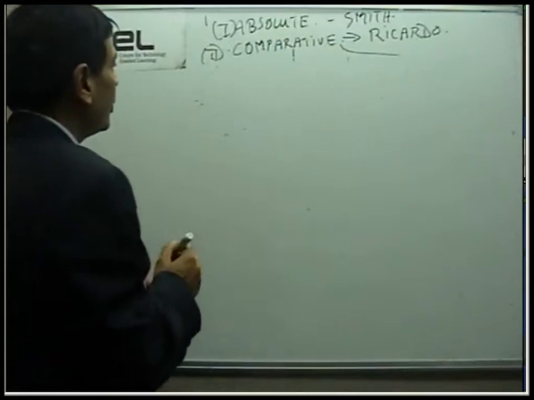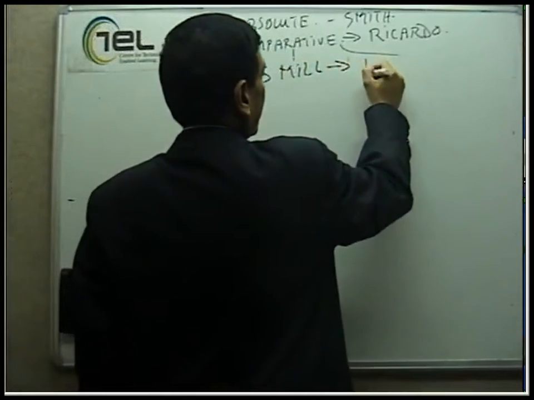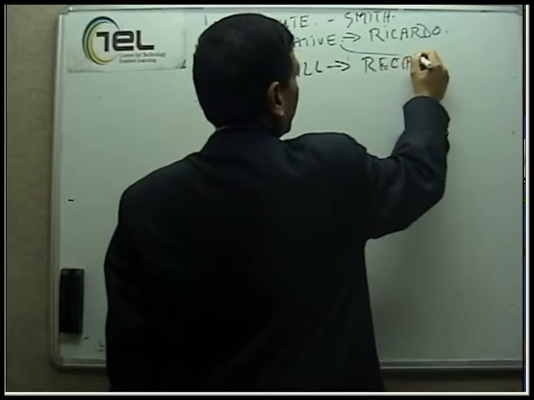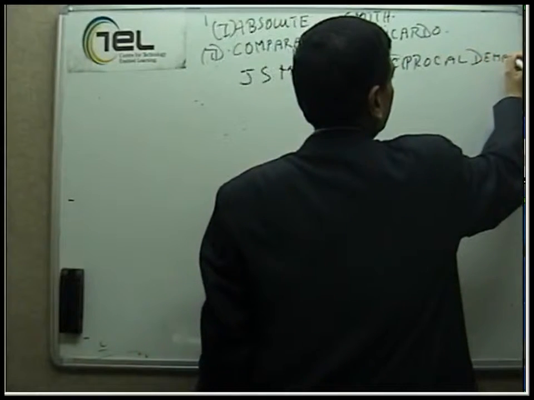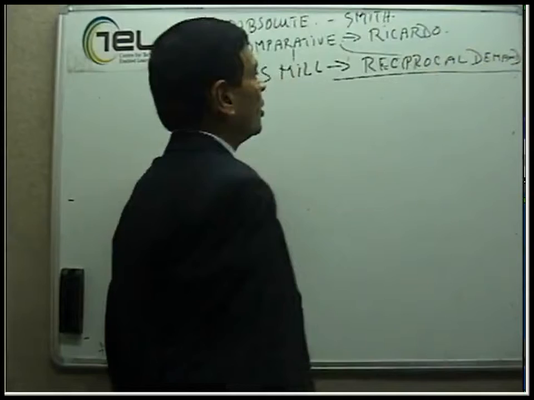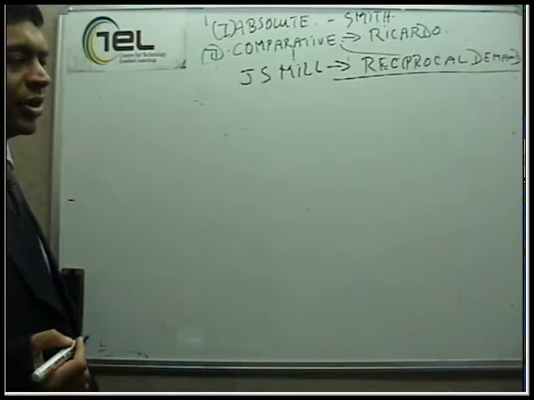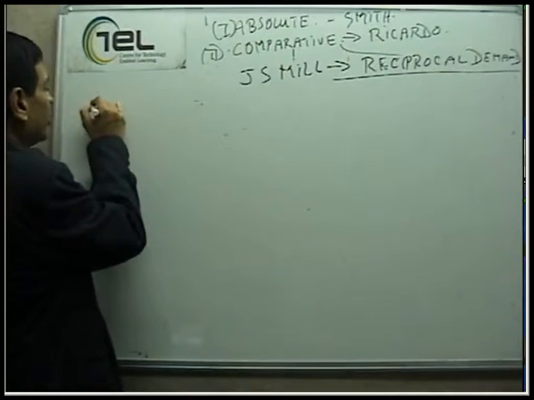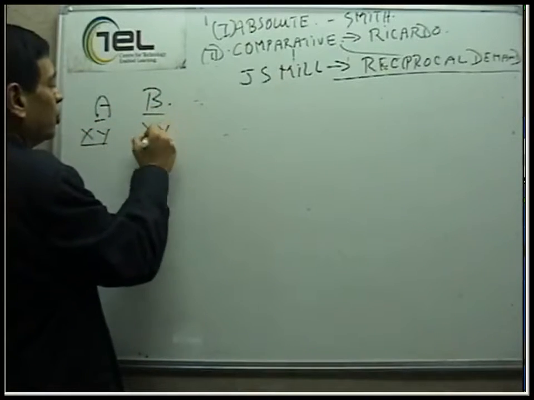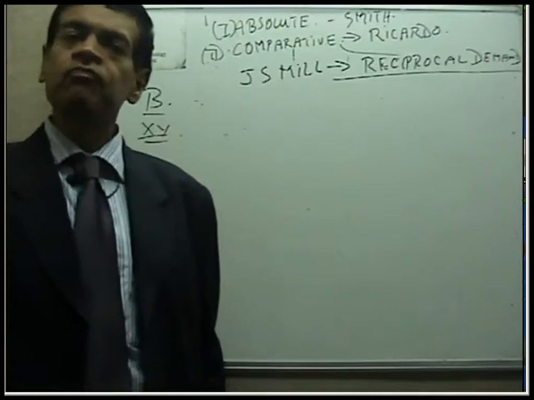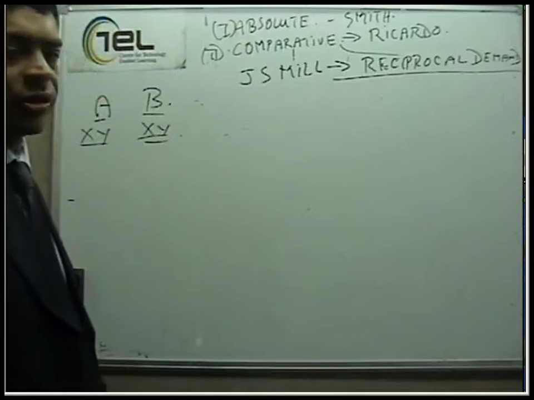Now you have the J.S. Mill. Mill was a famous economist, and he called his model the reciprocal demand model, the reciprocal demand theory, where demand is reciprocal between the two countries and two commodities. Again, almost similar assumptions. You have country A and country B, and two goods, X and Y.